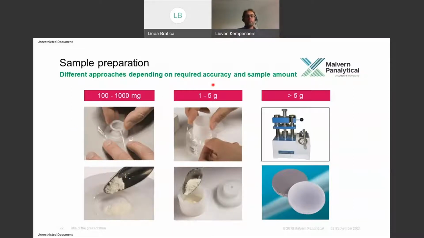When you have more sample for the analysis, you can also use a disposable cup where, with a spoon, you can place 5 grams in the cup and analyze directly in the instrument. Or if you want to obtain the best results, even with powders, and you have a lot of material, you can also press the powders so that the surface is flatter and the method is more repeatable. So it depends on your requirements, what is necessary.